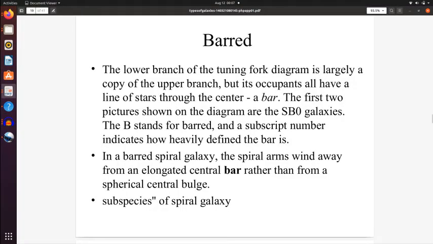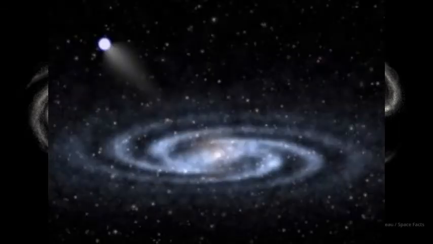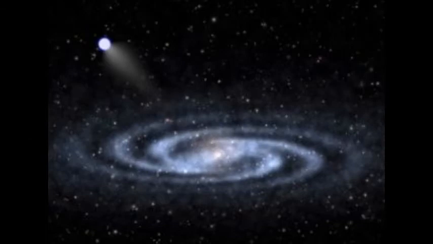The lower branch of the tuning fork diagram holds the barred spiral galaxies. The B stands for barred. In a barred spiral galaxy, spiral arms wind away from an elongated central bar rather than from the spherical central bulge. We can see pictures of barred spiral galaxies. All spiral galaxies have a rotationally flattened disk containing moderate amounts of gas and dust. That means there is a chance of new star formation in spiral type galaxies.